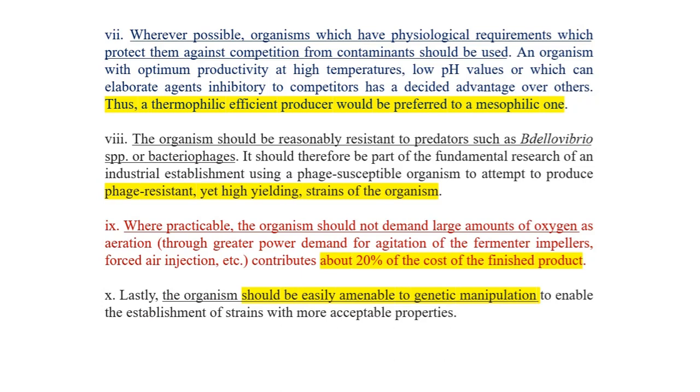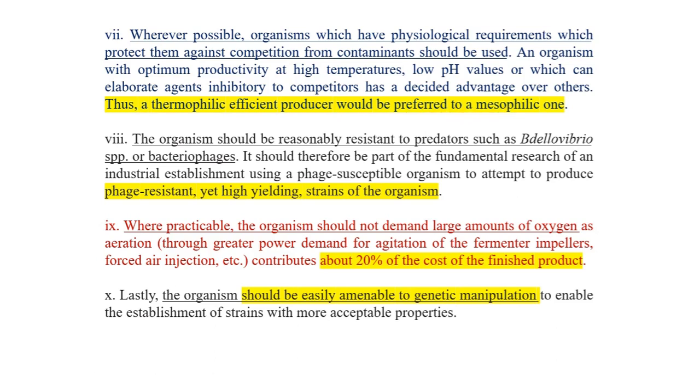And the next point is, wherever possible, organisms which have physiological requirements that protect them against competition from contaminants should be used. An organism with optimum productivity at high temperature and low pH value, which can elaborate agents inhibitory to competitors, has a decided advantage over others. That is, a thermophilic efficient producer would be preferable to a mesophilic one.